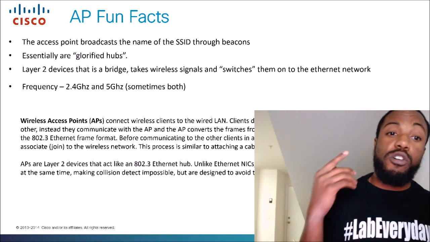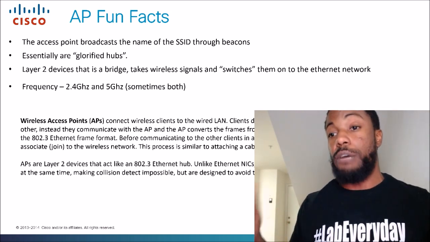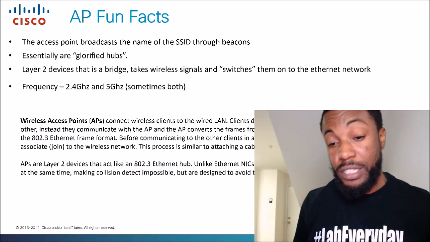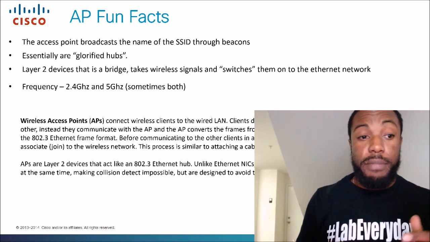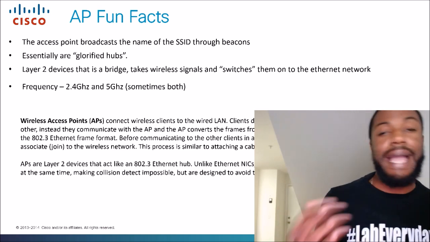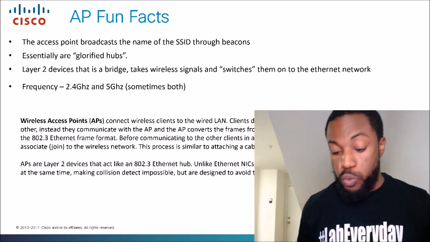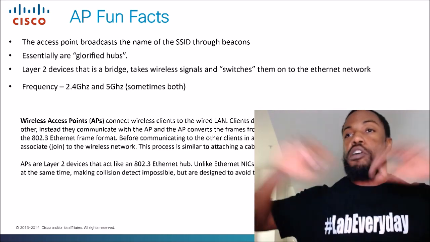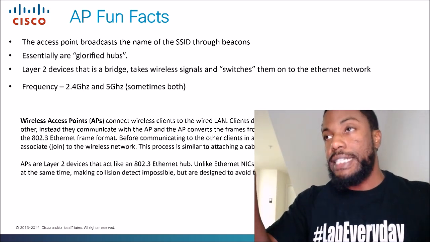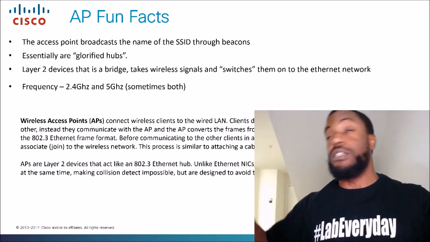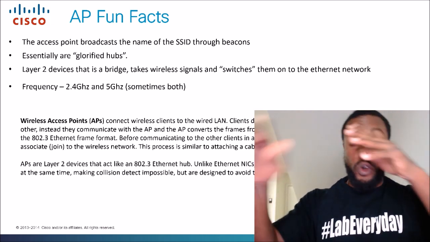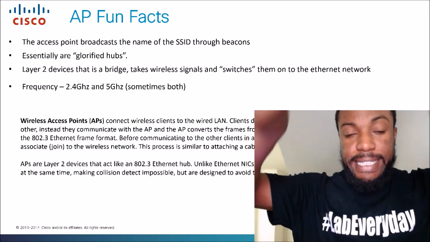They're essentially glorified hubs, meaning if you don't know what a hub is, it's kind of like a switch, but it's dumber than a switch. A switch has VLANs. It intelligently learns different MAC addresses and remembers where they are on the ports and stuff like that. A hub just broadcasts everything out of the port. The reason why we call it a glorified hub is basically because it takes the signal and broadcasts it to the local area network. So, it broadcasts the SSID.